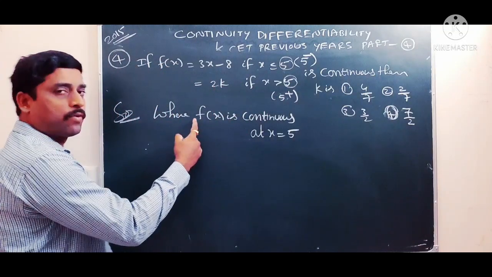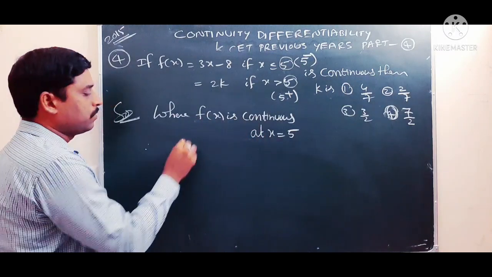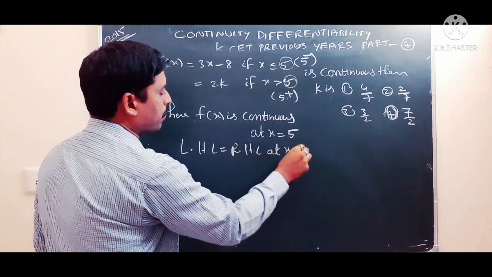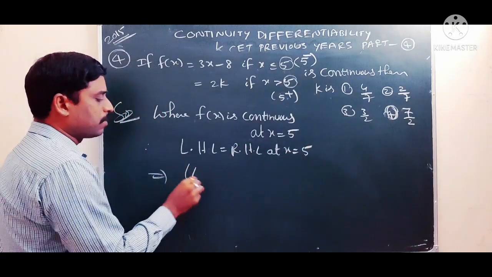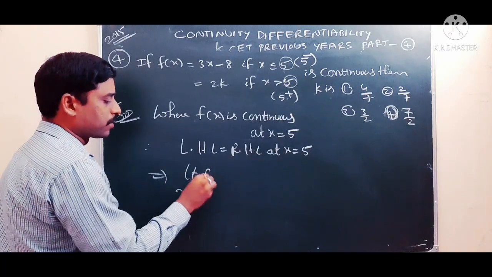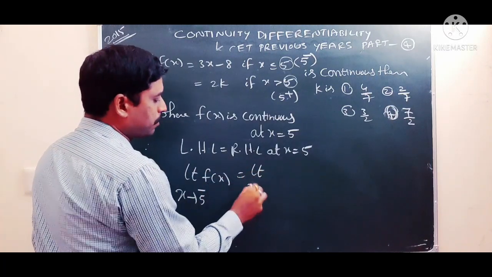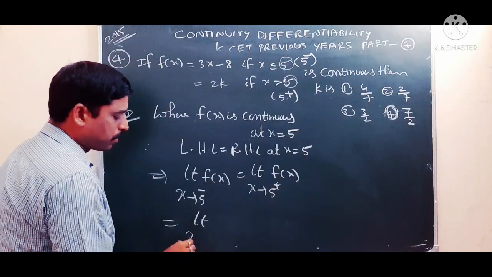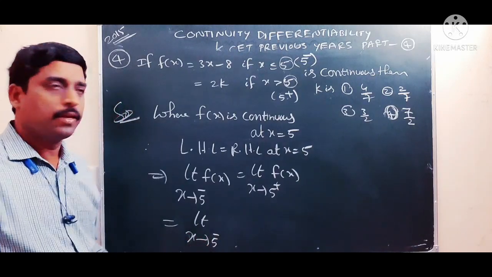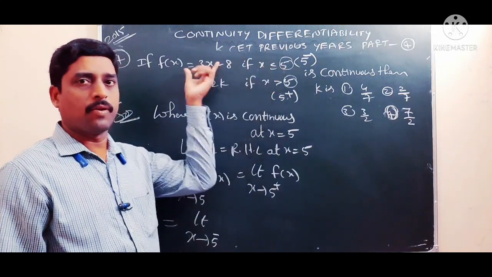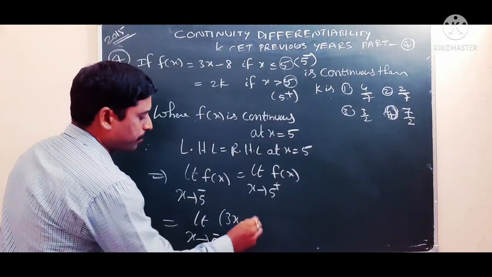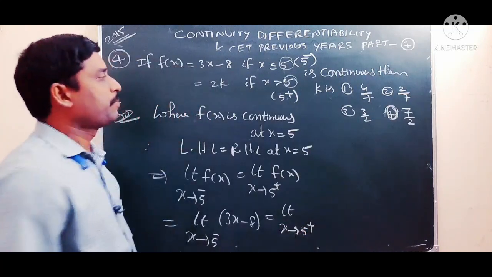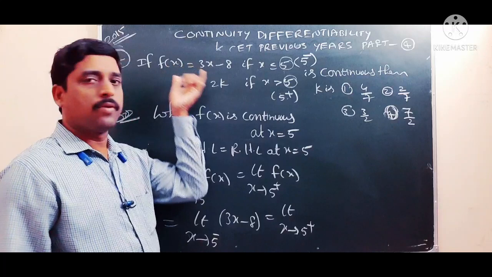Therefore, where f of x is continuous at x is equal to 5, we have left hand limit is equal to right hand limit at x is equal to 5. So the left hand limit formula is limit x tends to 5 minus f of x, and the right hand limit formula is limit x tends to 5 plus f of x. For 5 minus, the first condition f of x value is 3x minus 8. For 5 plus, numbers greater than 5, f of x value is 2k.